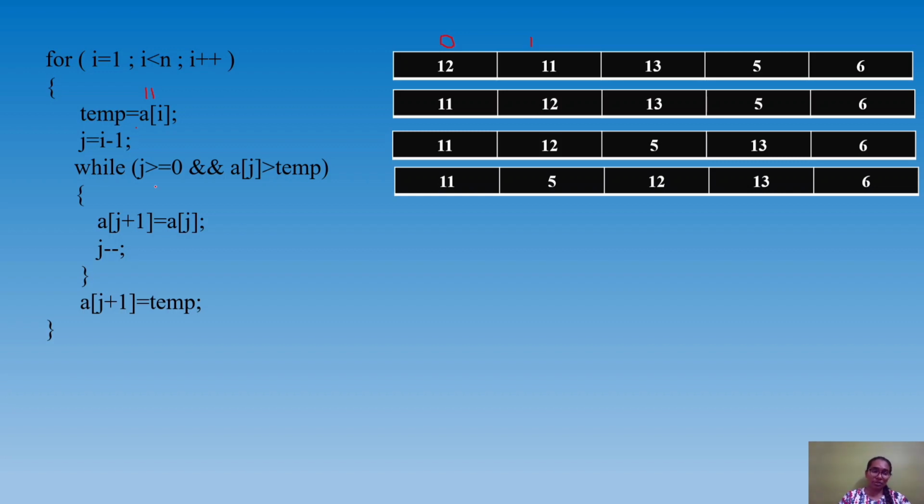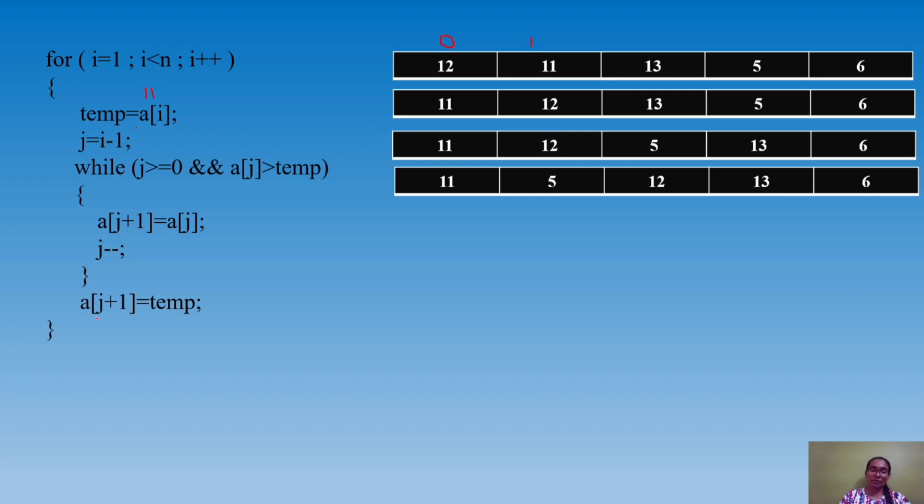Then decrement of j. J is 0, so decrementing j, you will be getting minus 1. Now again it moves to the while loop. Is minus 1 greater than or equal to 0? No, this condition fails. So it comes outside the while loop and executes this line.